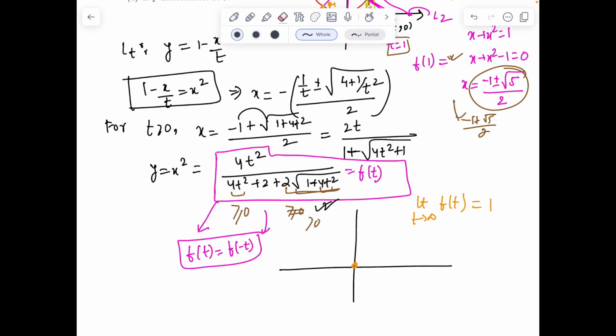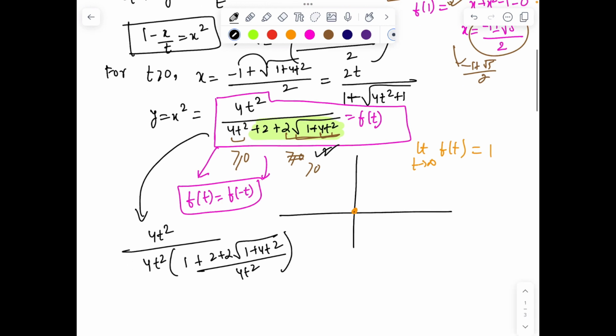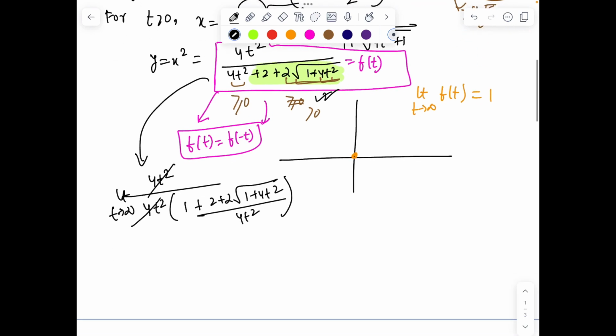Okay, the reason is because this term will be nothing in front of the other term. Suppose we take this term: when t is very large, it will be almost negligible in front of t square. A better way of doing this mathematically is to take t square common, so 4t square by 4t square, giving 1 by 2 plus 2 root over 1 plus 4t square by 4t square. When t tends to infinity, we get this expression, and now you can easily push 4t square inside the root, right?